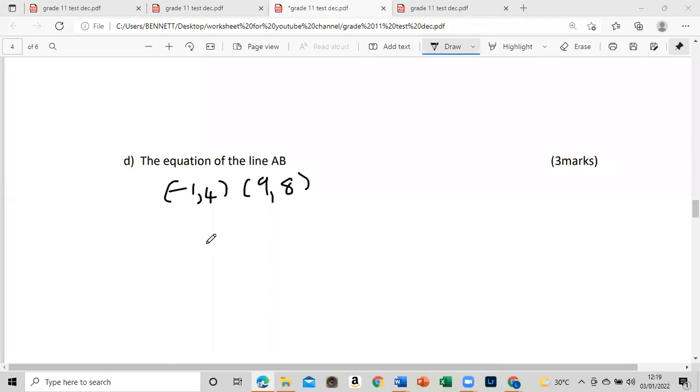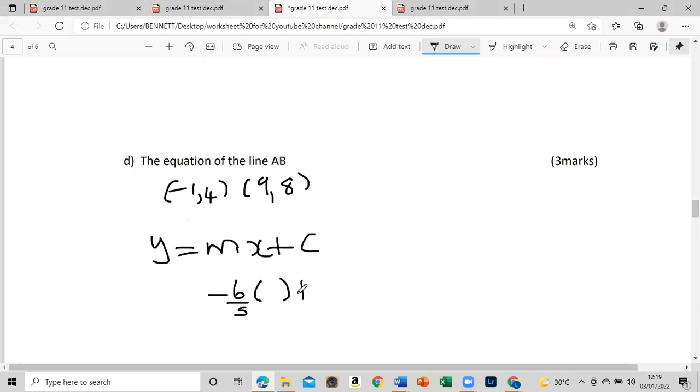Alright, so we already know the gradient. It's supposed to be in this form: y equals mx plus c. Well, I already know the gradient to be negative 6 over 5. So we put in the gradient, negative 6 over 5, times x. We're going to use one of the points to find out what c is. There are 2 points. I'm going to use 9 and negative 8.